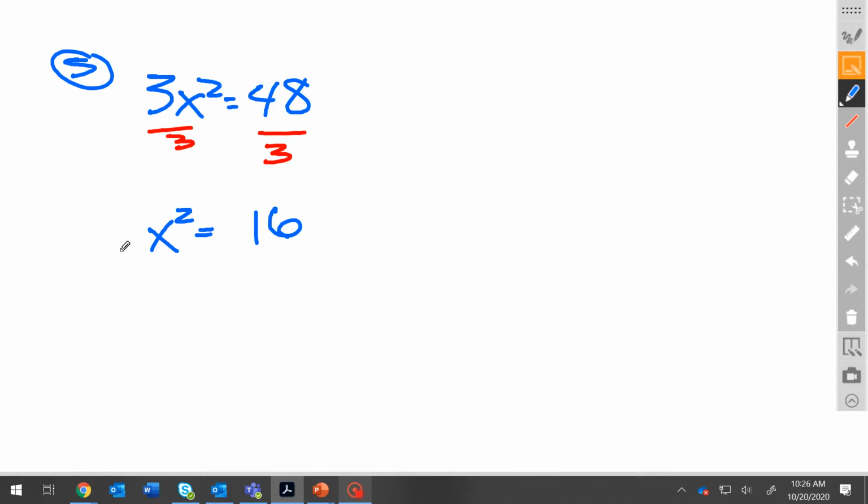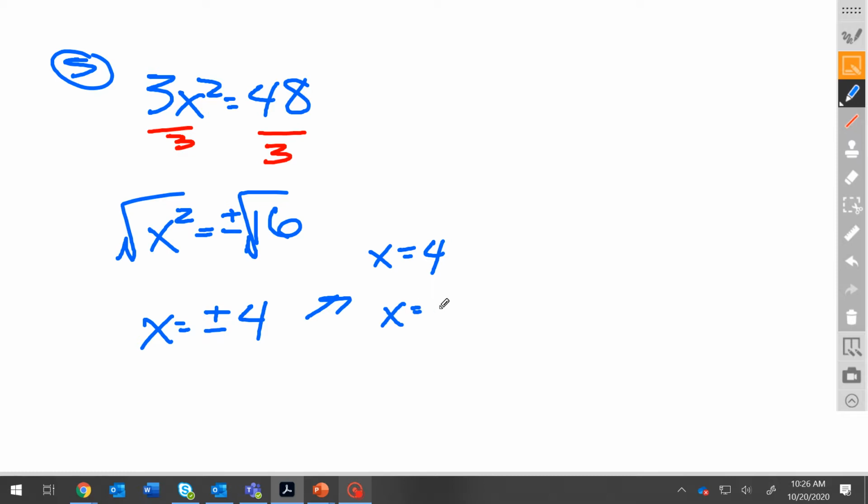Take the square root of both sides. Don't forget plus or minus. So x is equal to plus or minus 4. So two solutions, either x is 4 or x is negative 4. Those are the two solutions. Those are two possible solutions. Much easier than factoring, although we could have factored. It says by factoring, but there's no reason to factor that.